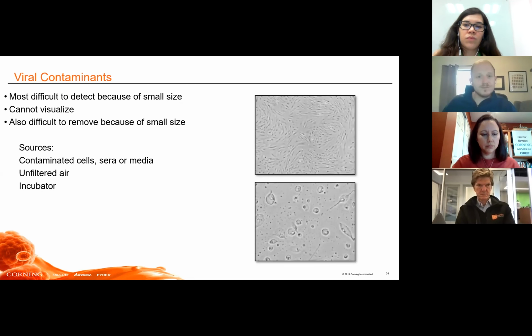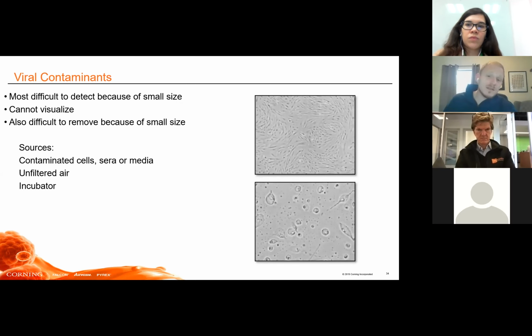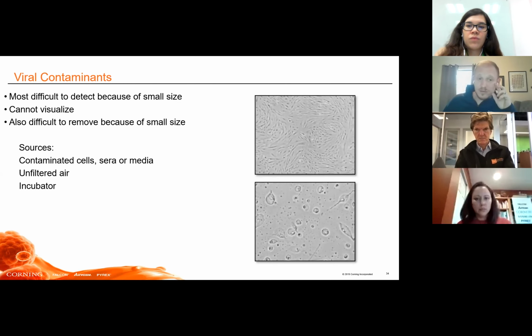Viral contaminants happen less frequently. But they are one of the more difficult to detect because of their small size. You can't visualize viral contaminants, and they're also quite difficult to remove because of their small size. And oftentimes, the sources of these are contaminated cells, your raw materials, unfiltered air, or the incubator. And you usually need some more advanced tests to be able to determine if it's a viral contaminant in your cell culture.